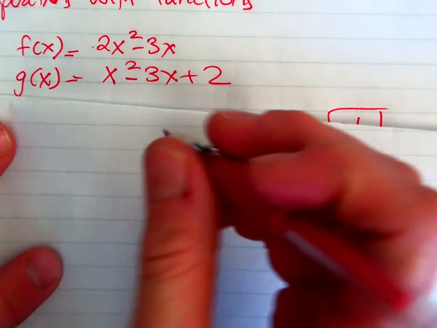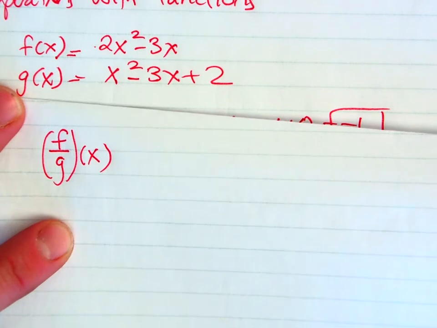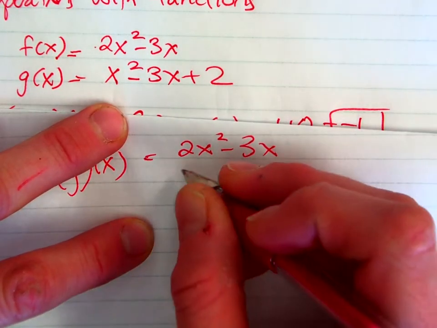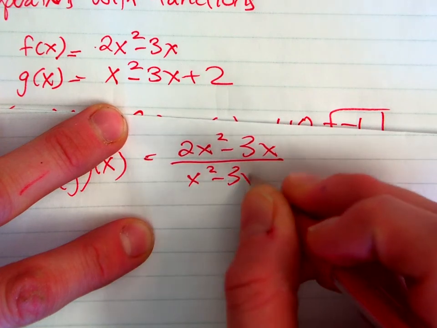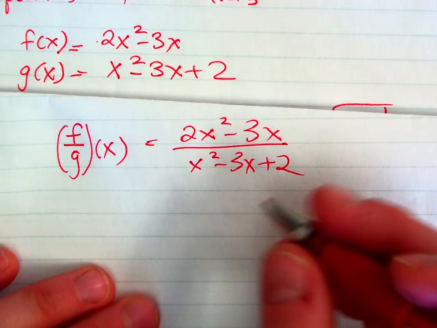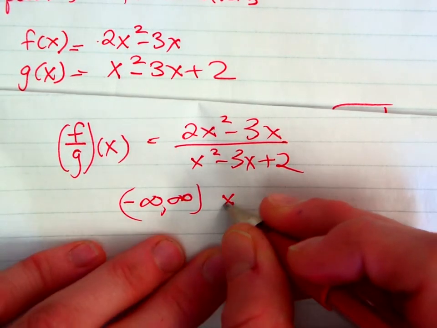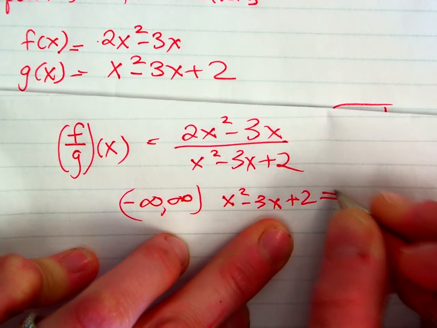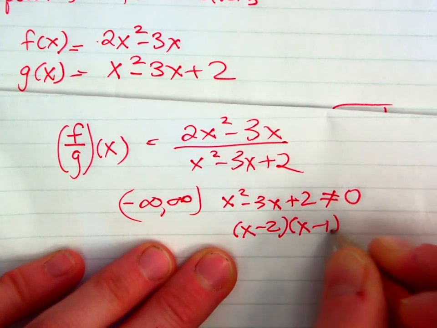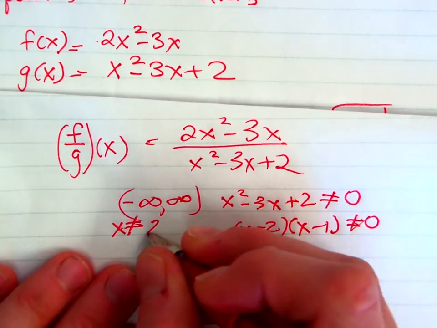It gets a little more complicated when we do other operations. Like maybe we do f divided by g of x. So in this case we would have 2x squared minus 3x over x squared minus 3x plus 2. So this is a rational function. I want to do the domain, so I want negative infinity to infinity. X squared minus 3x plus 2 cannot be 0. So I would need to factor this. X minus 2, x minus 1. So I get that x cannot be 2 or 1.